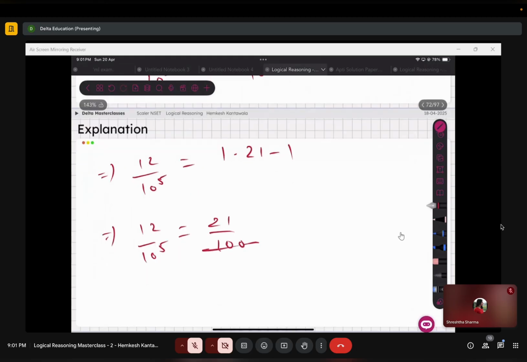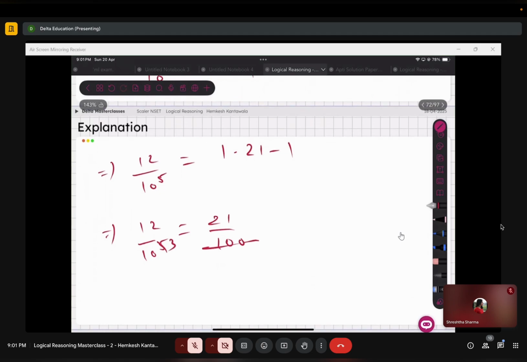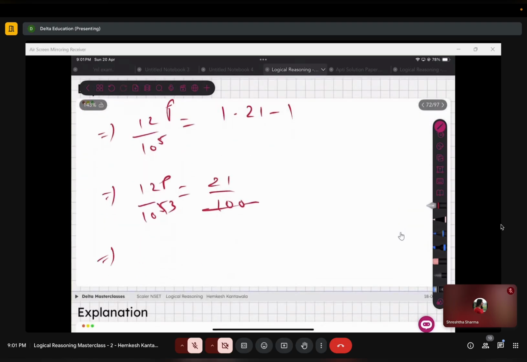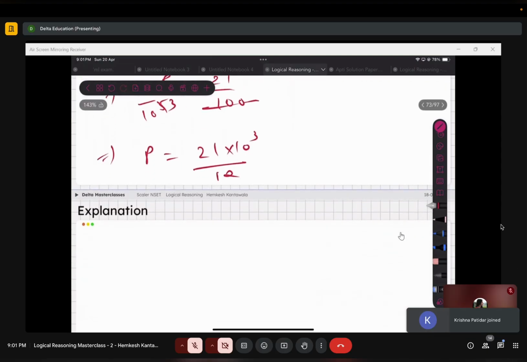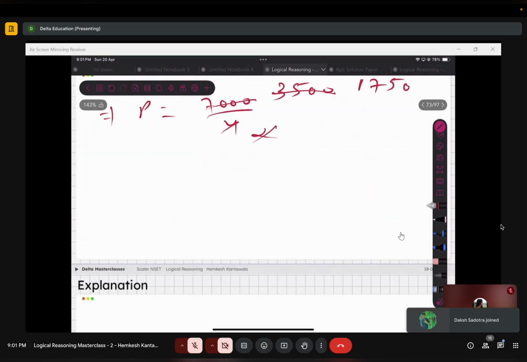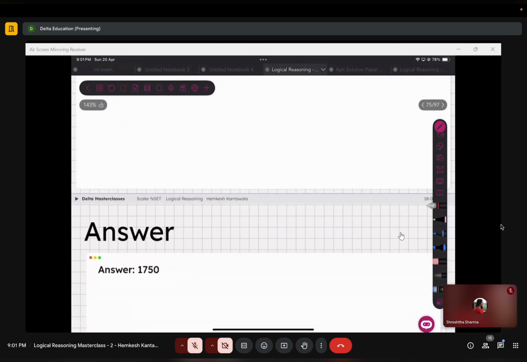Now, I can remove this. P is always there. We need to find this P. P would be equal to 21 into 10 raised to power 3 upon 12. So 3 sevens are 21, 3 fours are 12. So P would be equal to 7000 by 4. If we solve this, 2 threes are 6, 2 fives are 10, 2 ones are 2, 2 sevens are 14, and 1 5, 2 fives are 10, and 0. So here we got the principal as 1750 rupees. This is the answer to this question, as you could see.